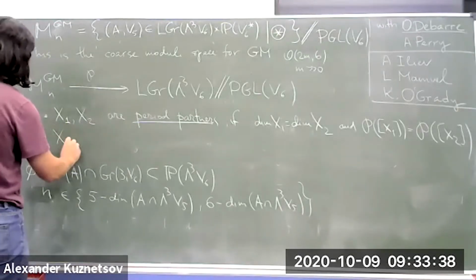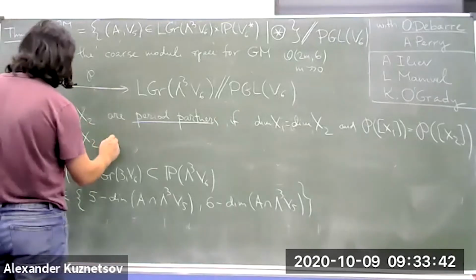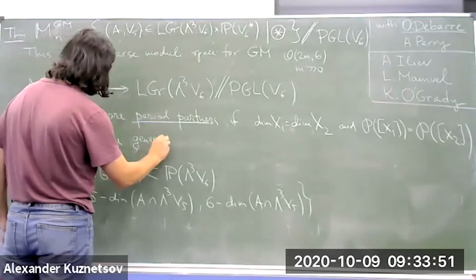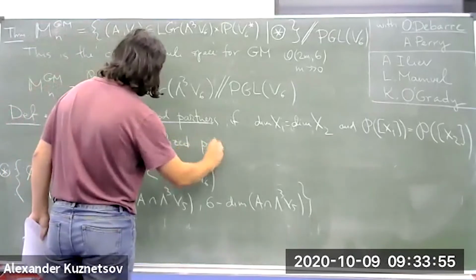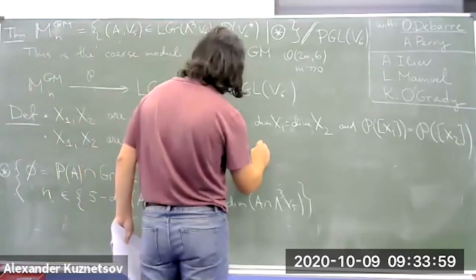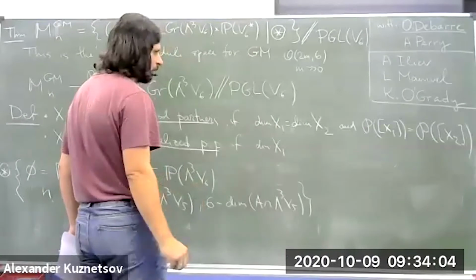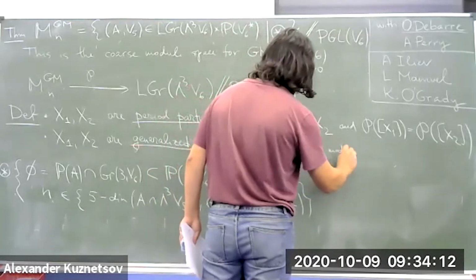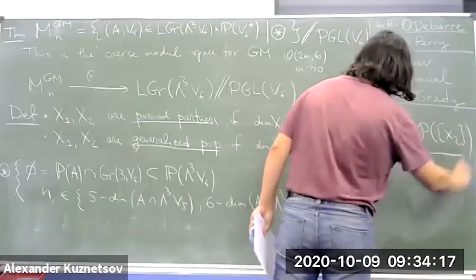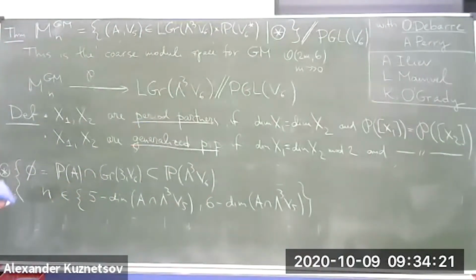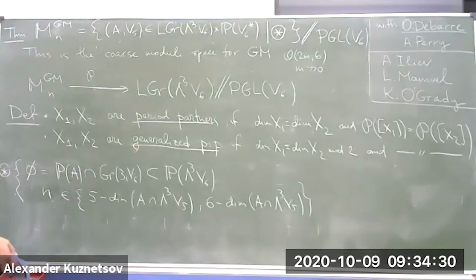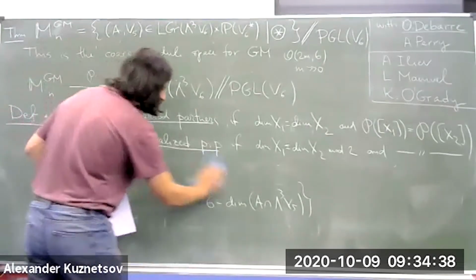And the second thing, it's useful to consider the following extension of this definition. I would say that X1 and X2 are generalized period partners if I replace the first condition, the condition of the equality of the dimensions, by congruence modulo 2, that is, if they have the same parity of dimension, and the same condition for the period points. So, in this sense, a GM threefold can be a generalized partner of a GM fivefold, and a GM fourfold can be a partner of a sixfold.